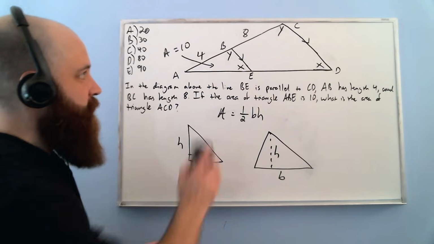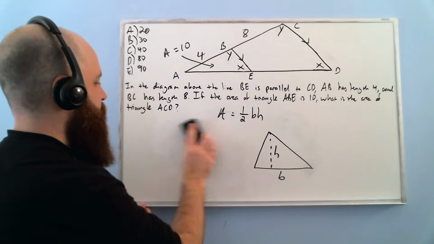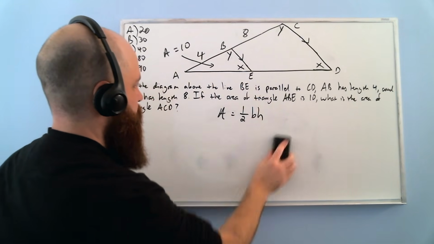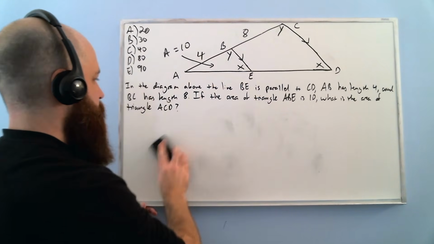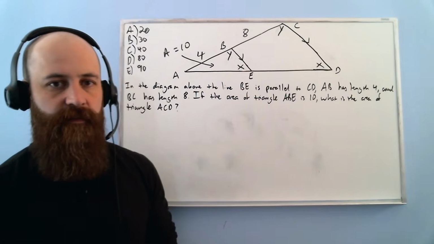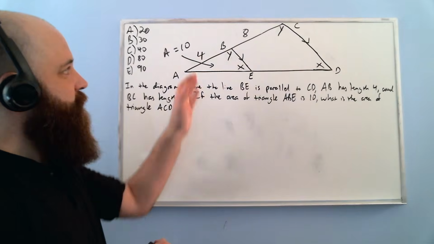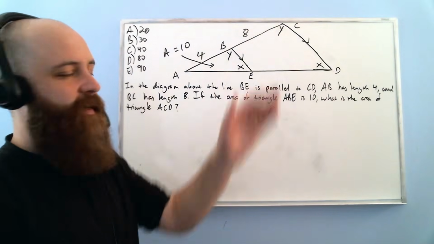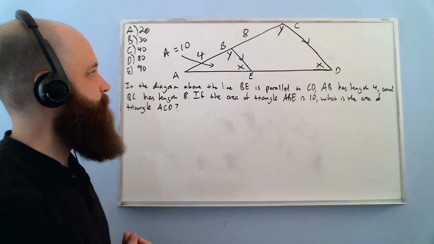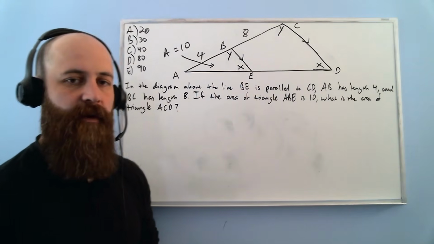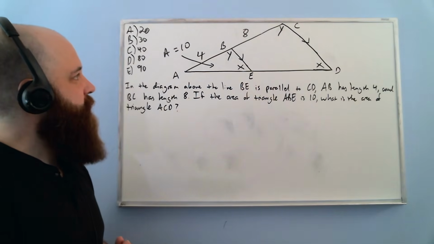Okay, so 1/2 base times height comes to mind when I'm thinking about calculating areas, but I don't see an easy path to getting the base and height for this large triangle ACD. Sure, I know one side, but even if I figured out the other side, that's not a base height pair. So where does my mind go from there? That formula is not going to be that helpful.